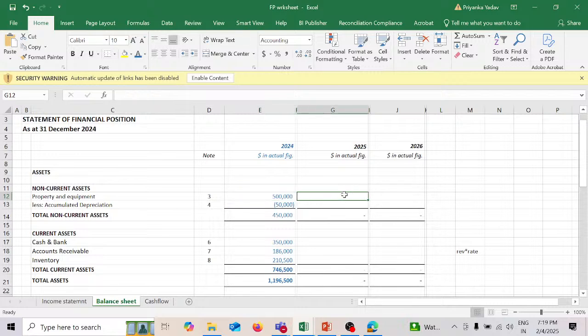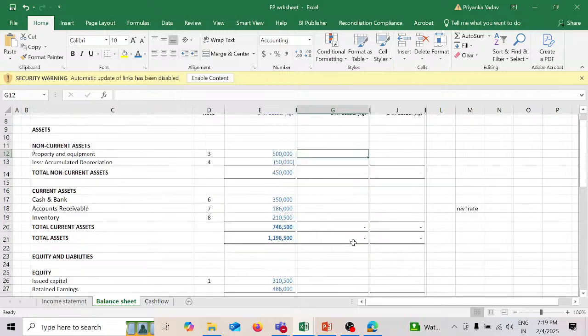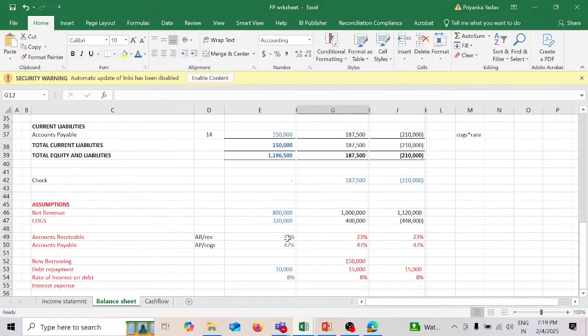First we have property and equipment. Now we have the property costing 5 lakh. Here, since our depreciation is 10%, this has been calculated and this is in negative. On the basis of the same historical data, we have taken the same rates. The assumptions which we are taking for the rates of accounts receivable and payable are the same. You can carry forward the same over here.